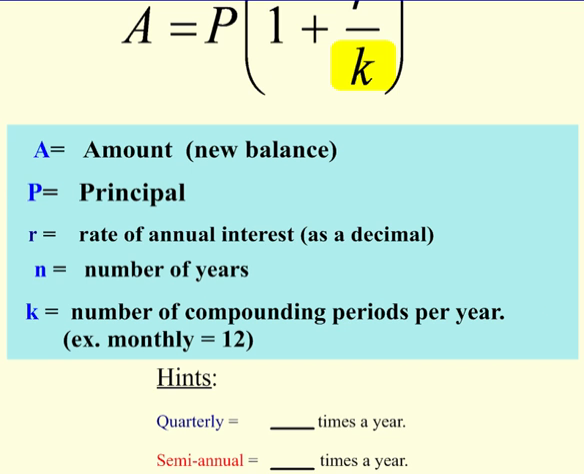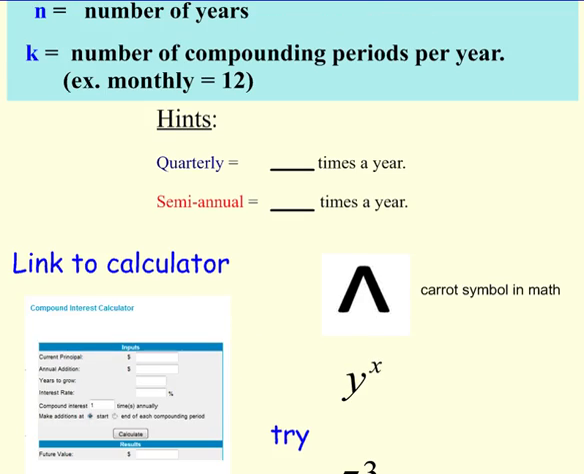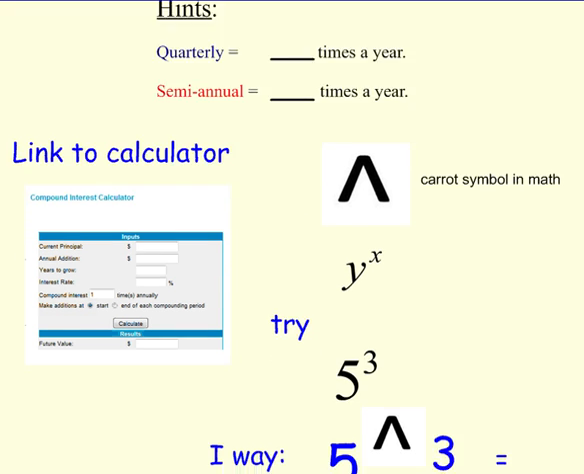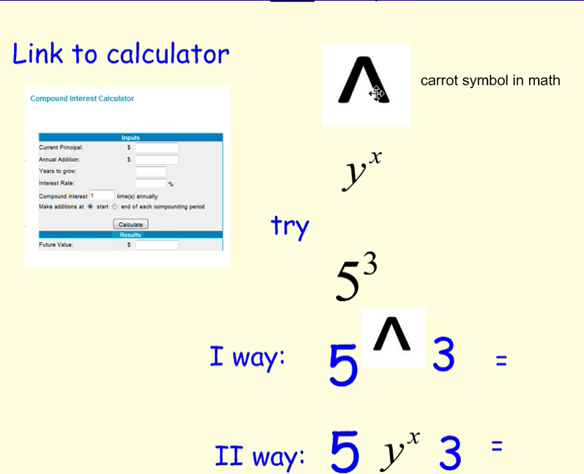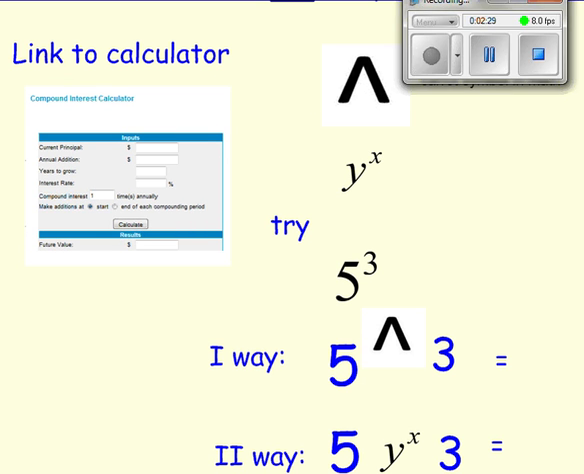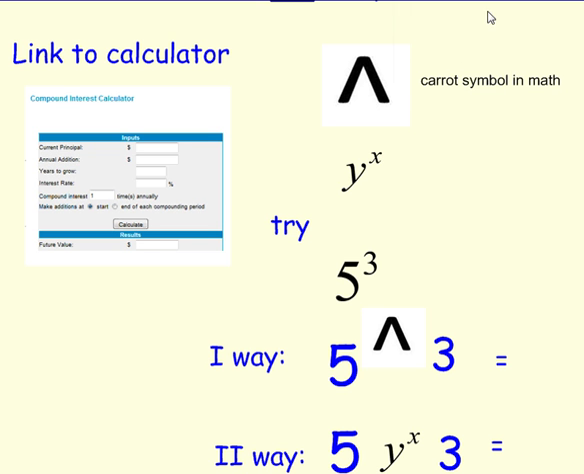So real quick, remember that quarterly is 4 times a year and semi-annually is twice. On your calculator, you might even have a caret symbol or a y. On your calculator, you're going to have the caret symbol. That's going to help us raise to a power, or the y to the x.